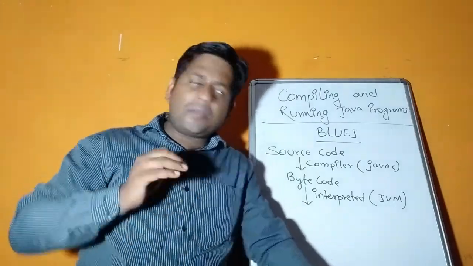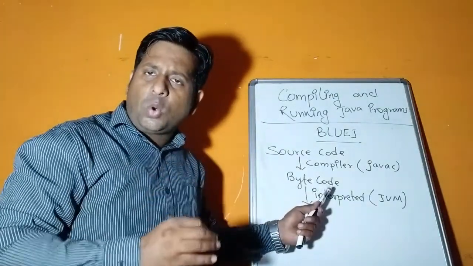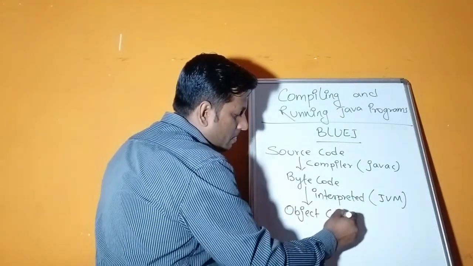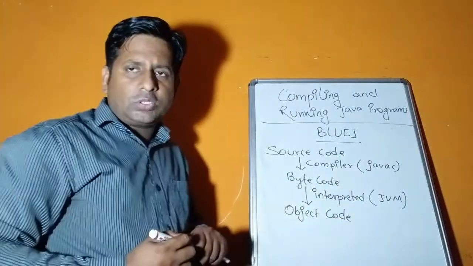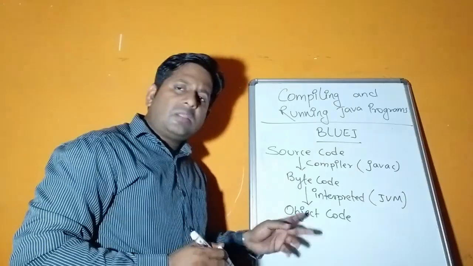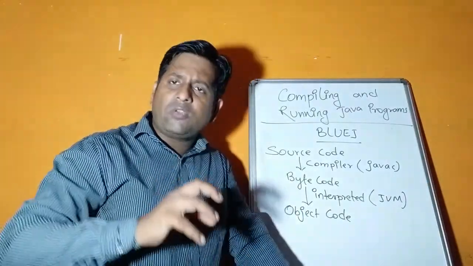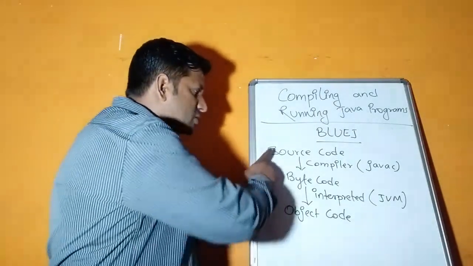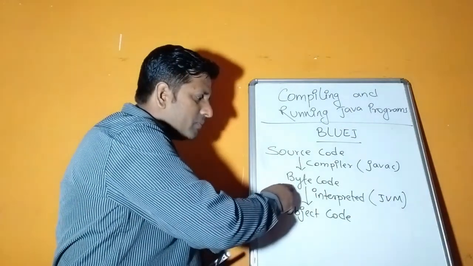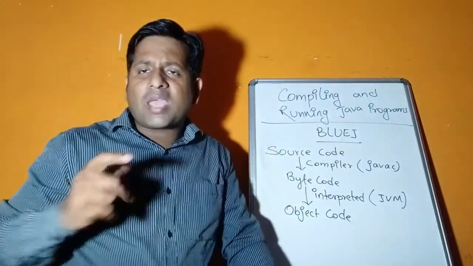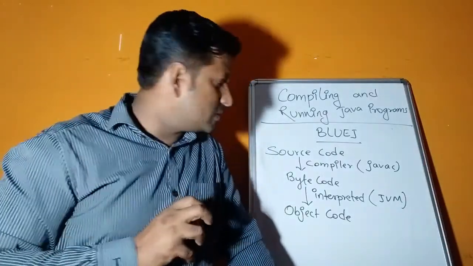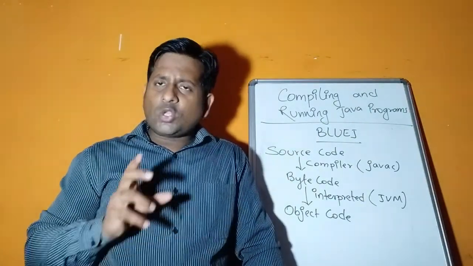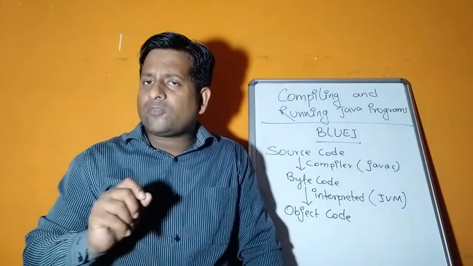The Java Virtual Machine is an interpreter which converts the bytecode, that is machine understandable code, into object code. Then only the computer will execute. That means the program, whatever we type, goes through this series. First is source code, our program, compiled to bytecode, then interpreted to object code, then only it is executed, and ultimately we get the result. So Java supports both compiler as well as interpreter. The interpreter of Java is JVM, Java Virtual Machine.